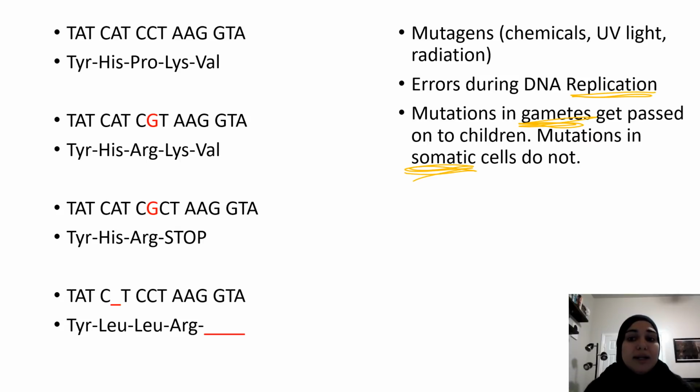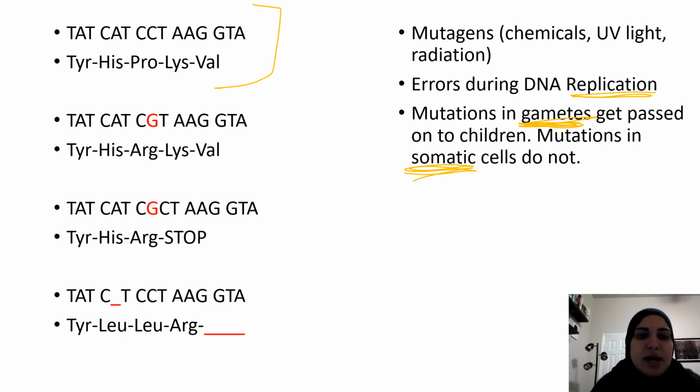But if my whole body gets dunked into a mutagen and a chemical and all of the cells in my body are changed and mutated, then it will get passed on to my kids if my sex cells get damaged also. All right, so let's talk about some of those mutations. What are the mutations I will see?